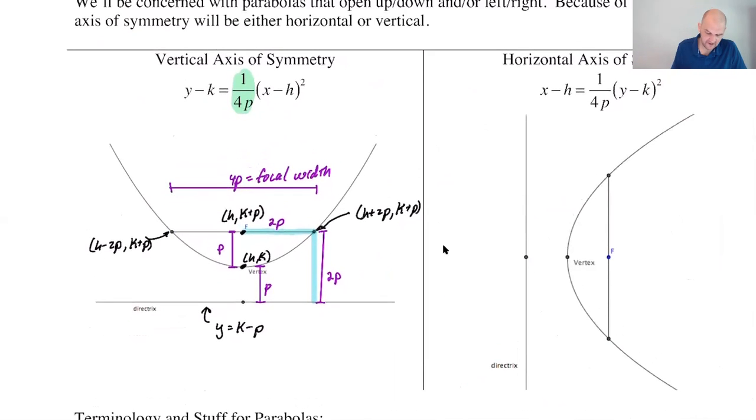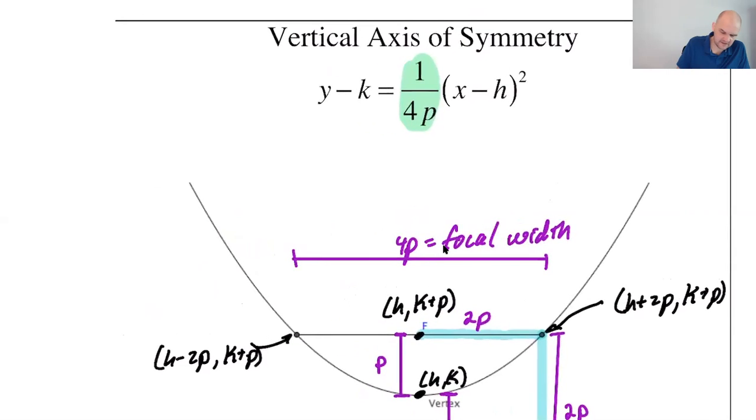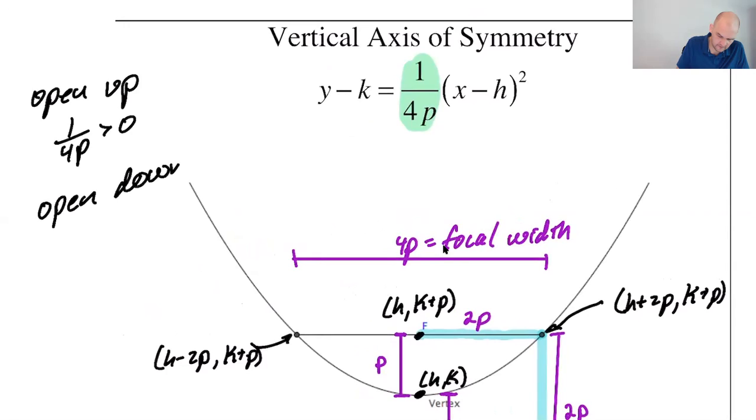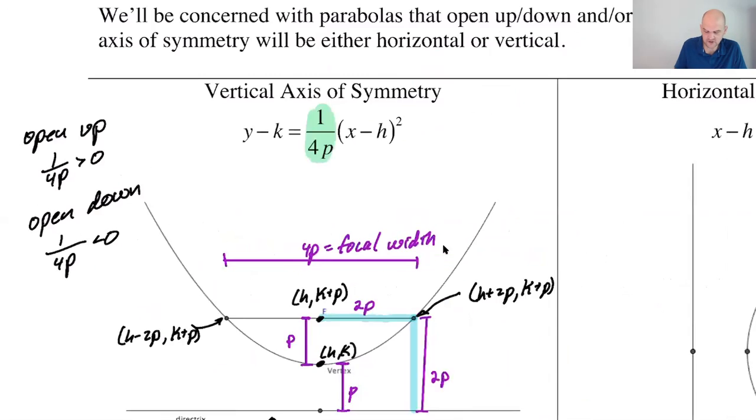So if it opens up, then 1 over 4p is going to be greater than 0. If you open down, then 1 over 4p is going to be less than 0. But you already know that, right?